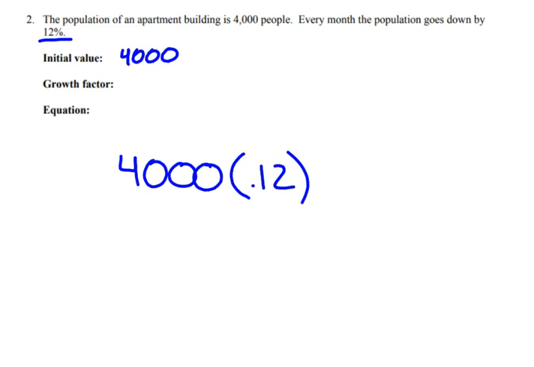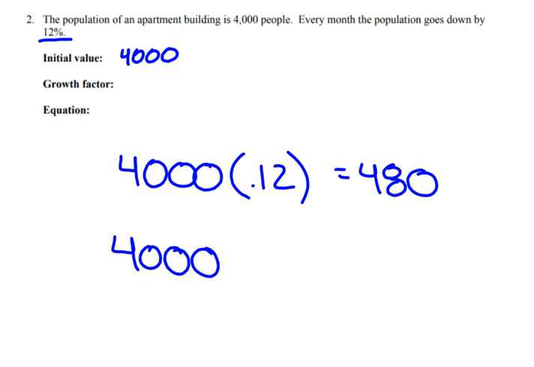I'm just going to do that on my calculator. It's not that much more than, I think, 400. So we do 4,000 times 0.12 and we get about 480. So 480 is 12% of 4,000. But let's say you're losing 12% of your people every month and you start with 4,000 people, and then the next month you only have 480 people.